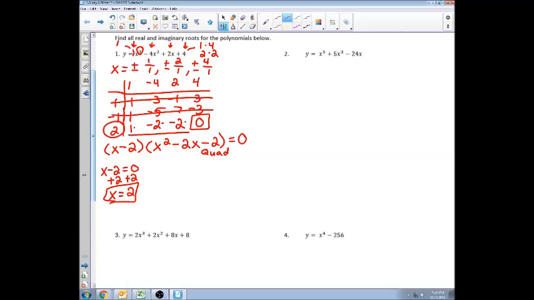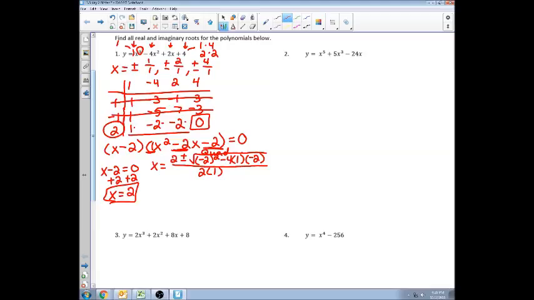Now I need to use the quadratic formula to solve my second polynomial. So x would equal the opposite of b, so 2 plus or minus the square root of b squared minus 4 times a, which is 1, times c, which is -2. All of that would be over 2 times 1 because my a value is 1.